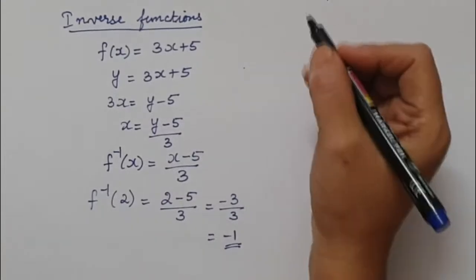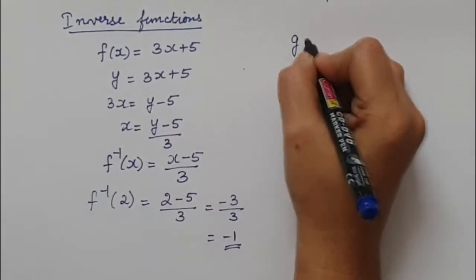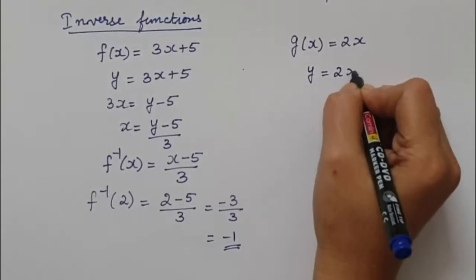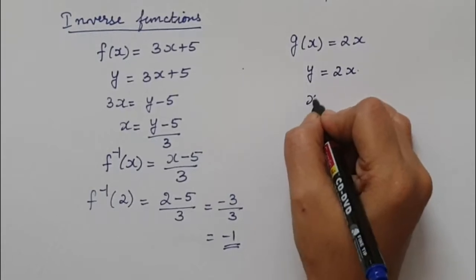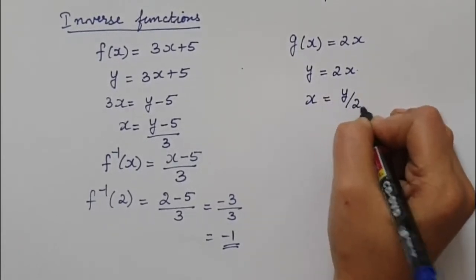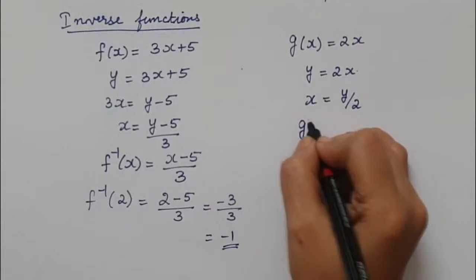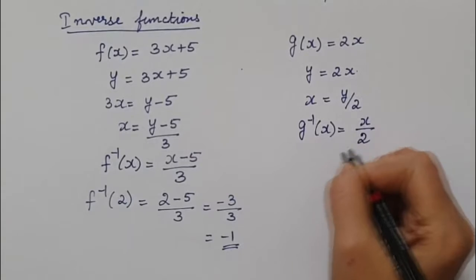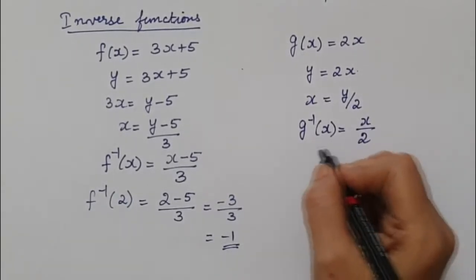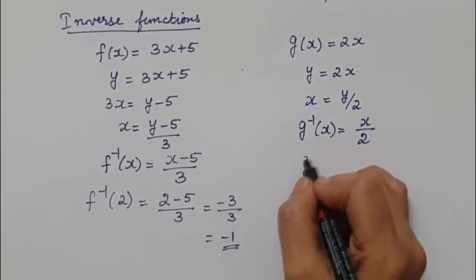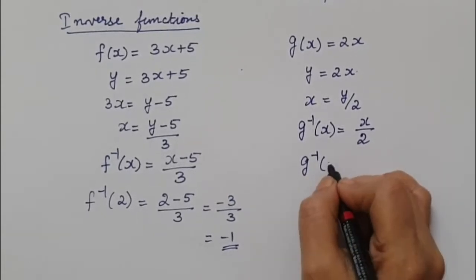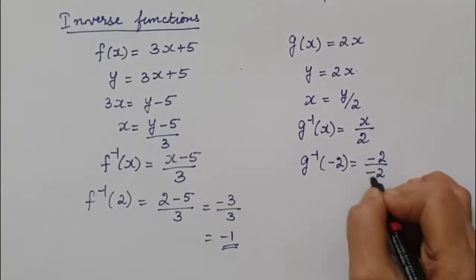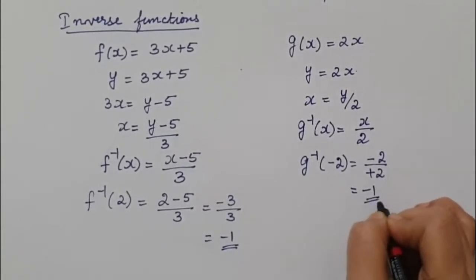In the same way, if we need to find g inverse of x, our g of x is given as 2x. Take this as y. Y will be equal to 2x. Now make x the subject. So x will be equal to y over 2. Now change this x to g inverse of x, and change y to x. This is the way we find our g inverse. That is our inverse function. Now with the same procedure, if you need to find g inverse of negative 2, substitute the value for x as negative 2. So this will give us an answer of minus 1.